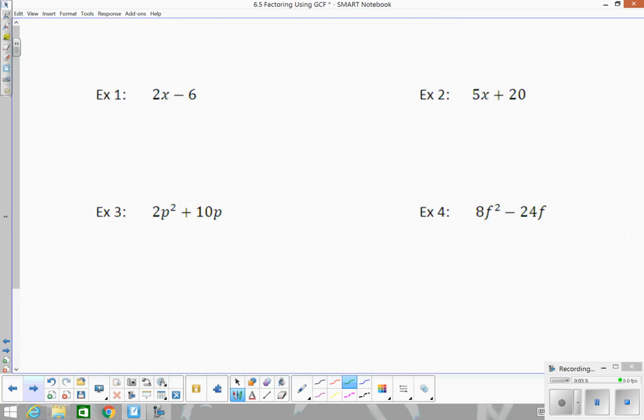Awesome. So let's go through a couple more examples. I have some binomials and trinomials. Actually, all of these are binomials. My next examples on the next page will be trinomials. So let's start with my numbers first. I have 2 and I have 6.